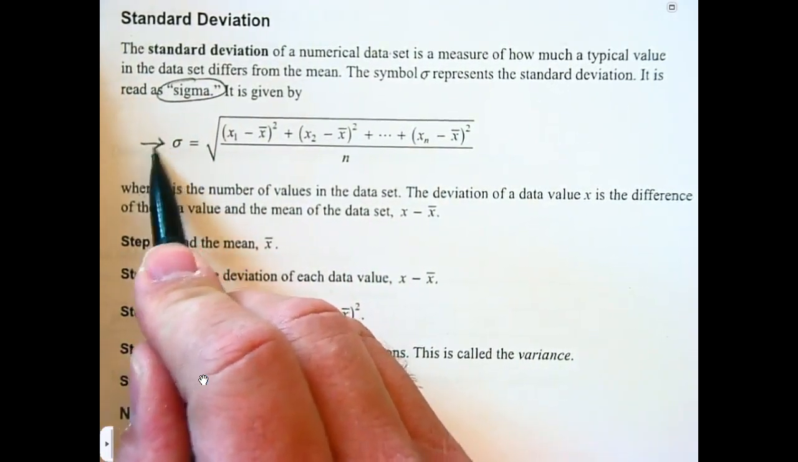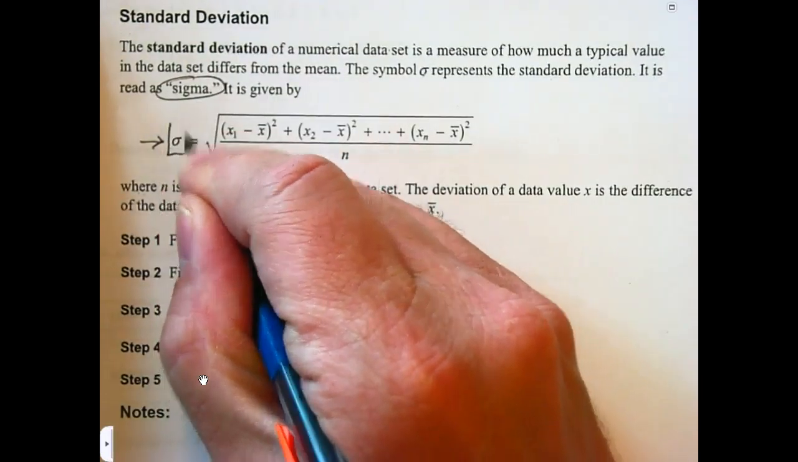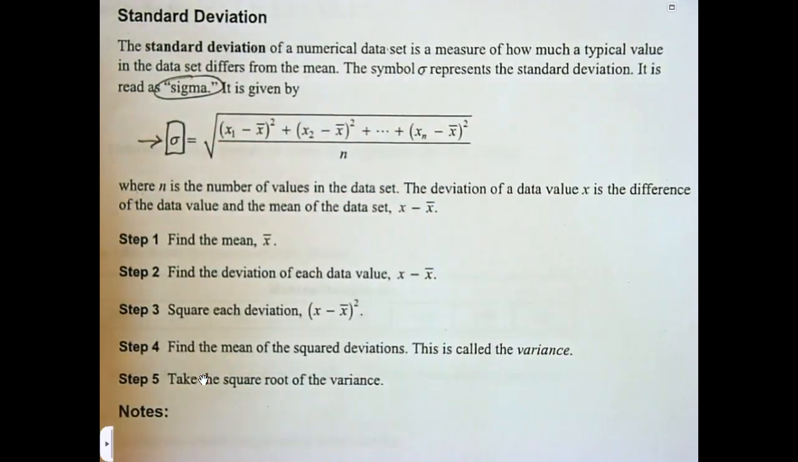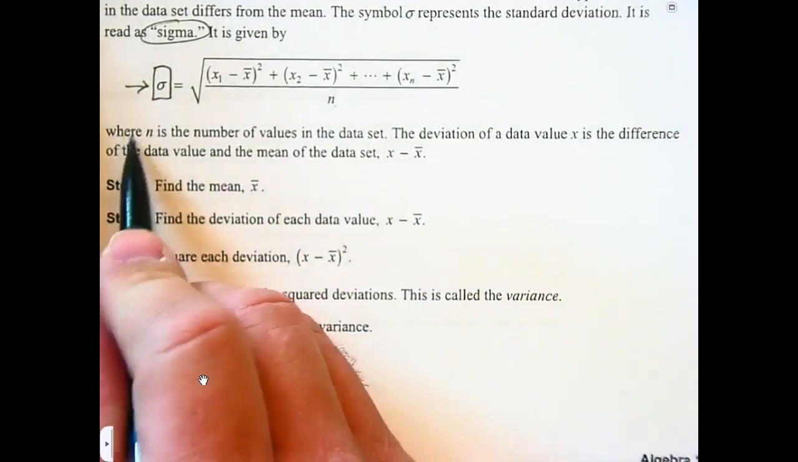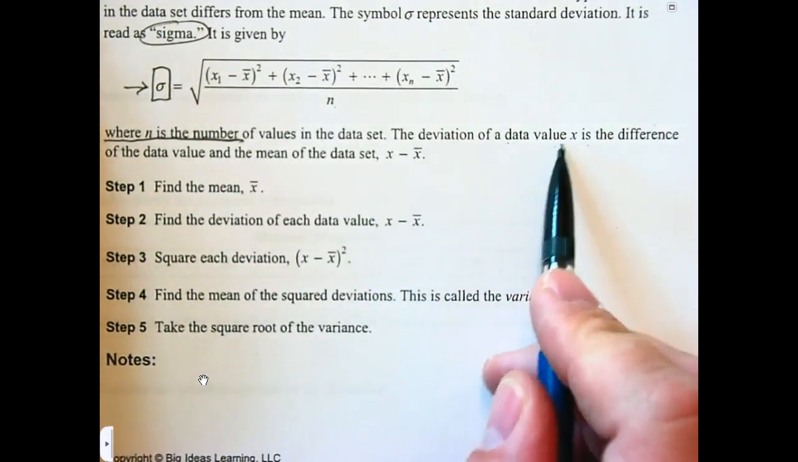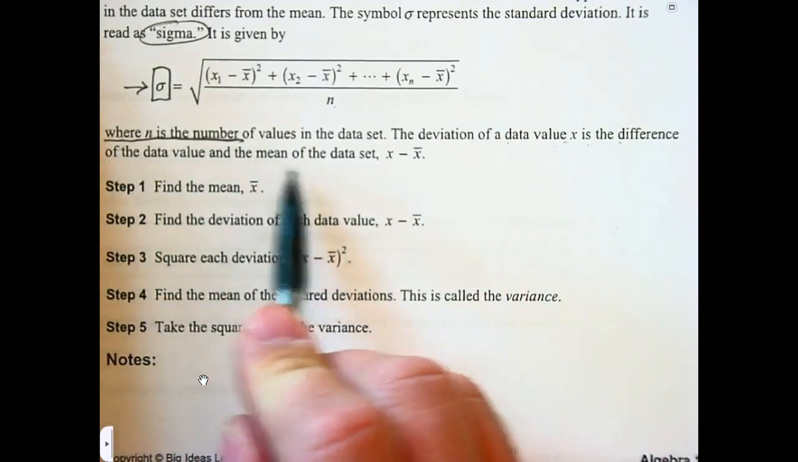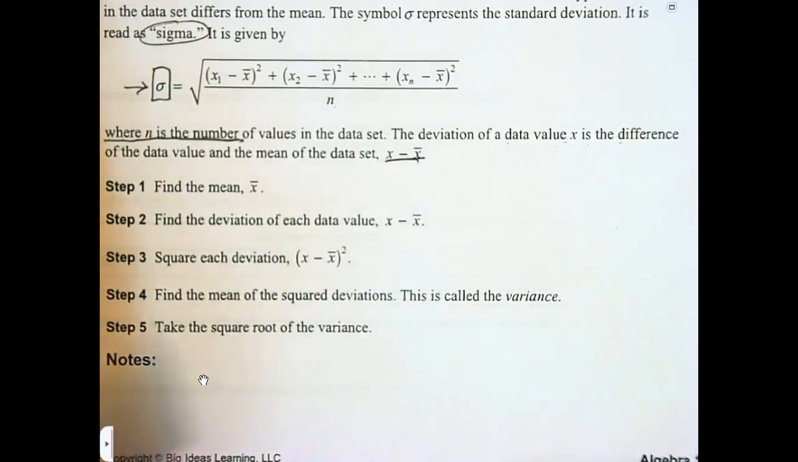This is the lowercase value for sigma. Okay? It is a Greek letter. Hey, you want to know this symbol. You need to know that symbol. Where n is the number of values, n equals the number of values, underline that. The deviation of the data value x is the difference between the data value x and the mean x bar. x minus x bar.